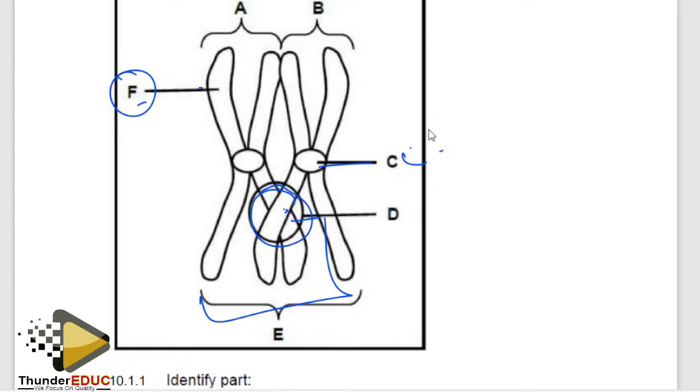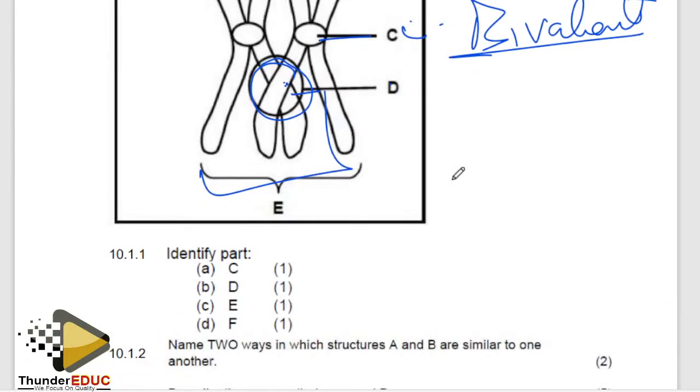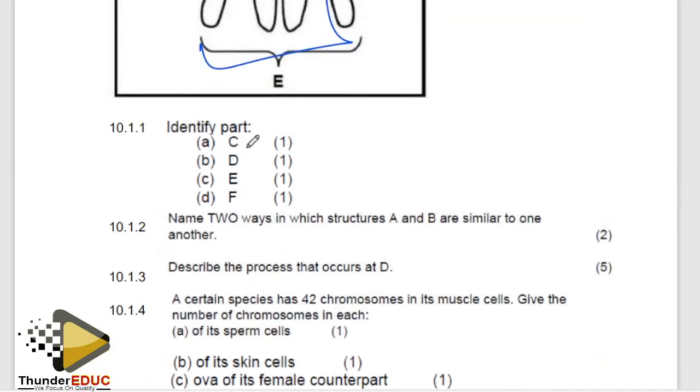Sometimes you can call them homologous chromosomes, and they can correct you when you say that. But scientifically we call it a bivalent. Bivalent, ne? Someone might ask me the spelling. So identify, okay, we have done that.